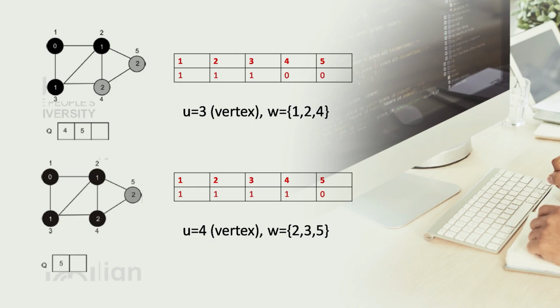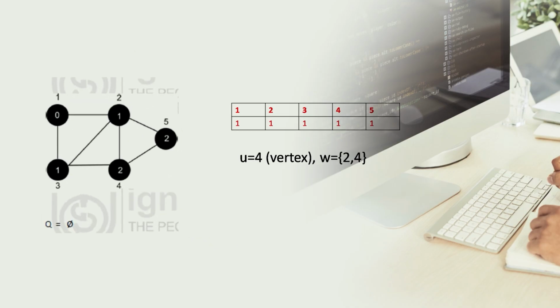Now 5 is already being added into the queue, so there is no need to add 5 again. The last vertex left in the queue to be visited is 5. So you will mark the visited of 5 as 1, and then you will check that you will be set as 5, and then what are the adjacent vertices to 5, which are 2 and 4.